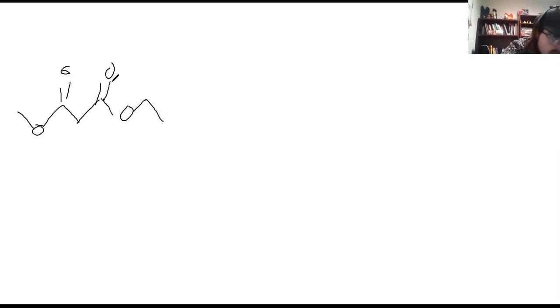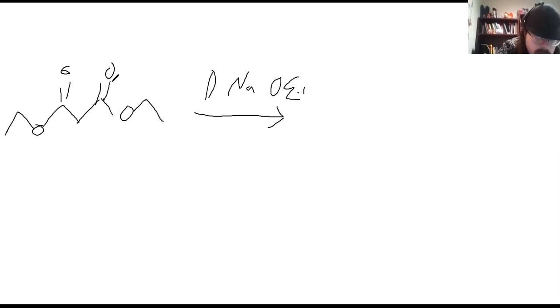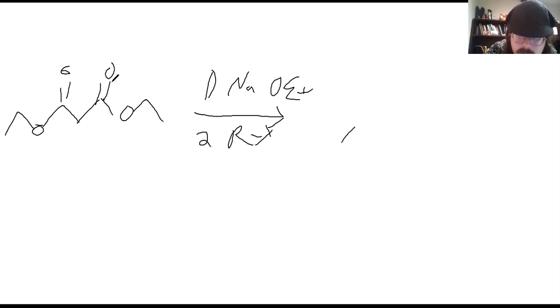So malonic ester synthesis. We start with a symmetrical diester. So step one, we deprotonate with our base. Doesn't take much. And then we add in our alkyl group. So the first step, we deprotonate, and then the second step, we have our group in there.